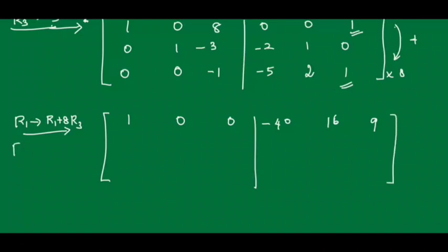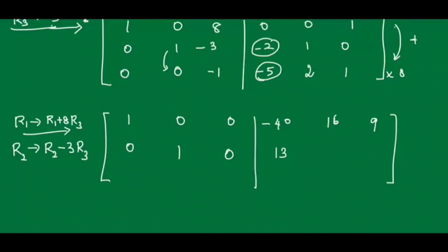Next we are going to change R2. We are going to make the operation R2 to R2 minus 3 times R3. So the second row becomes 0. Next is 1. Minus 3 into 0 gives us 1. The next element becomes 0. The next element is 13, so 13 minus 2 plus 15 gives us 13. The next element is minus 5. The next element is minus 3. The last row remains as it is.